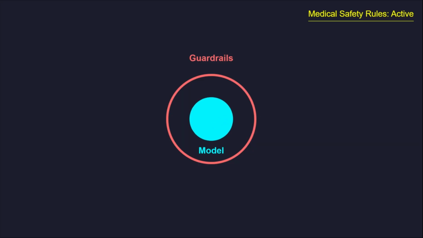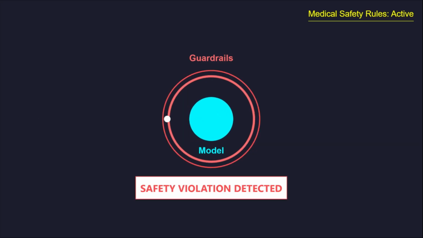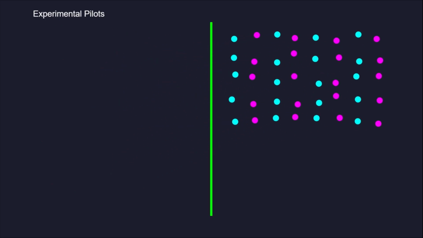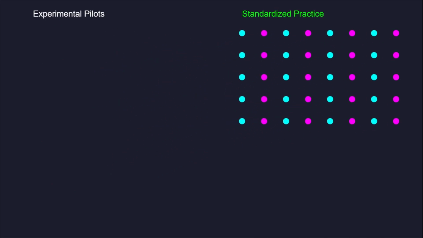Deploy semantic guardrails that act as a wrapper around the model. These guardrails intercept and block any response that violates predefined medical safety rules. Successful evaluation against clinical protocols is the only way to move medical large language models from experimental pilots to standardized clinical practice. As medical knowledge doubles every few months, automated protocol evaluation systems are the only scalable solution for maintaining safe and effective AI in healthcare.